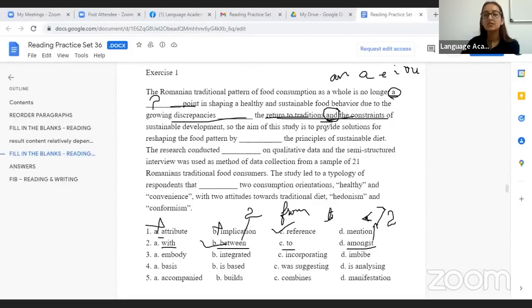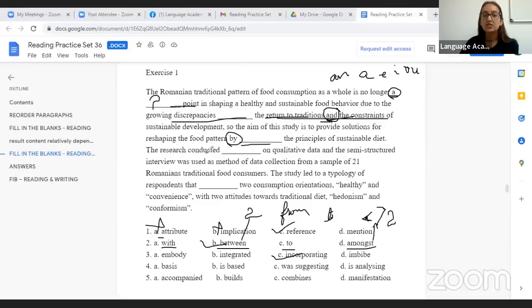So the aim of this study is to provide solutions for reshaping the food pattern by dash the principles of sustainable diet. You can frame any sentence with the word by, and you always will put ing form of verb with by. So you can try to frame any kind of sentence. For example, I am trying to make the snacks by mixing water and flour. So always with by, it will be ing form. You can never frame a sentence with by and first form of verb. So when we look at the options, embody, integrated, incorporating, and imbibe, we only have one ing form of verb. So that will be our answer, incorporating.